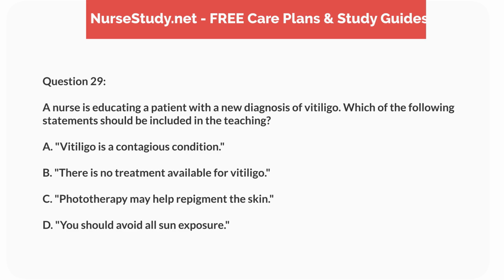Question 29. A nurse is educating a patient with a new diagnosis of vitiligo. Which of the following statements should be included in the teaching? A. Vitiligo is a contagious condition. B. There is no treatment available for vitiligo. C. Phototherapy may help repigment the skin. D. You should avoid all sun exposure.